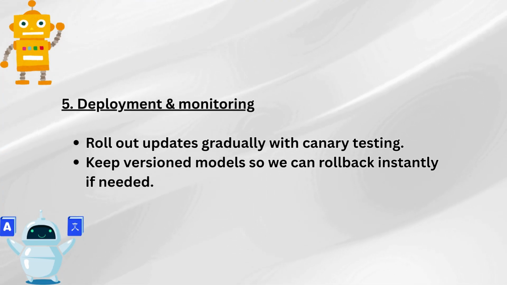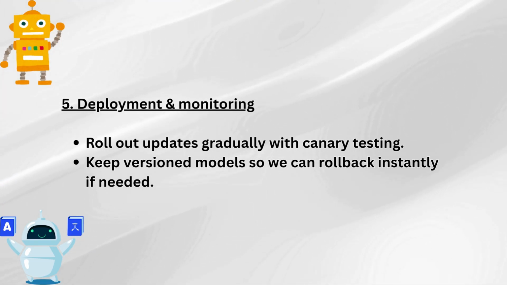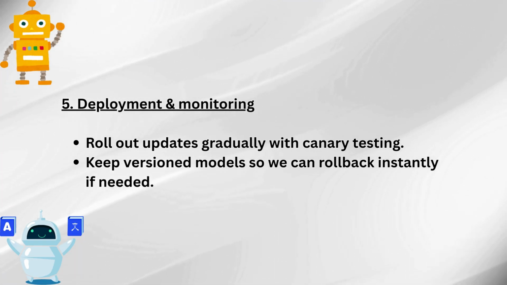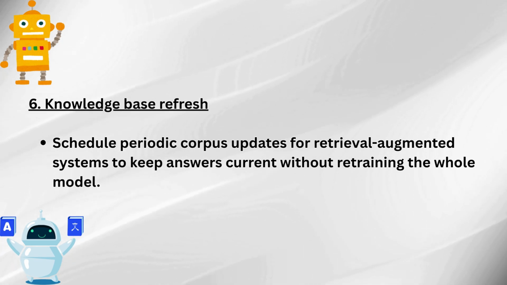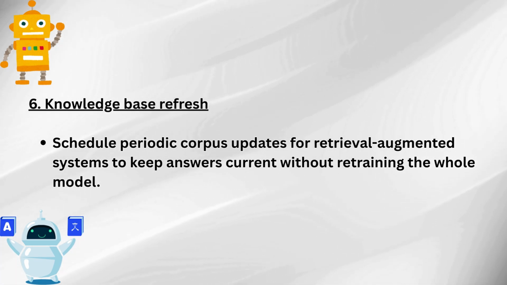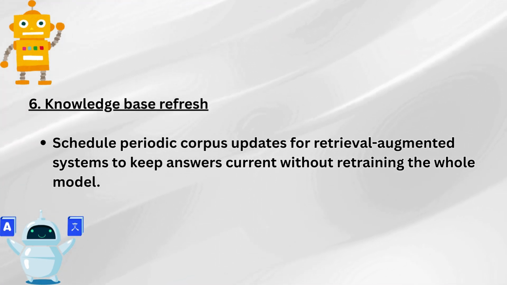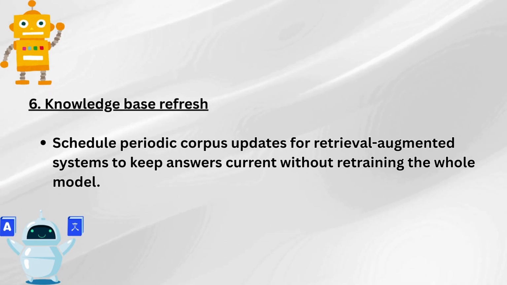5. Deployment and monitoring. Roll out updates gradually with canary testing. Keep versioned models so we can roll back instantly if needed. 6. Knowledge base refresh schedule. Periodic corpus updates for retrieval-augmented systems to keep answers current without retraining the whole model.